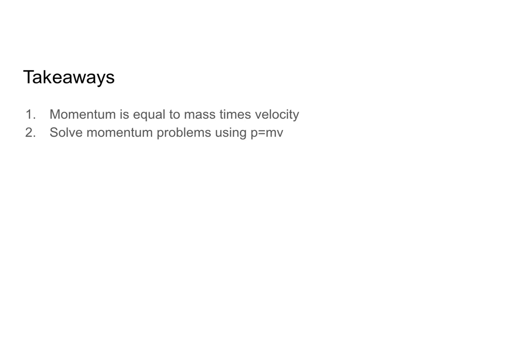Our first takeaway is that momentum is equal to mass times velocity. And our second takeaway is that you can solve momentum problems using momentum equals mass times velocity. And of course, emphasizing the fact that both momentum and velocity are vectors, so direction does matter. One example of this: if something is going to the right and then switches and starts moving left, that is a greater change in momentum than if it is moving right and then stops.